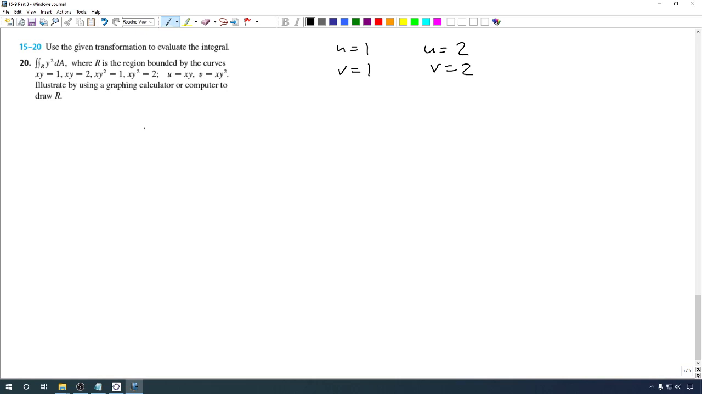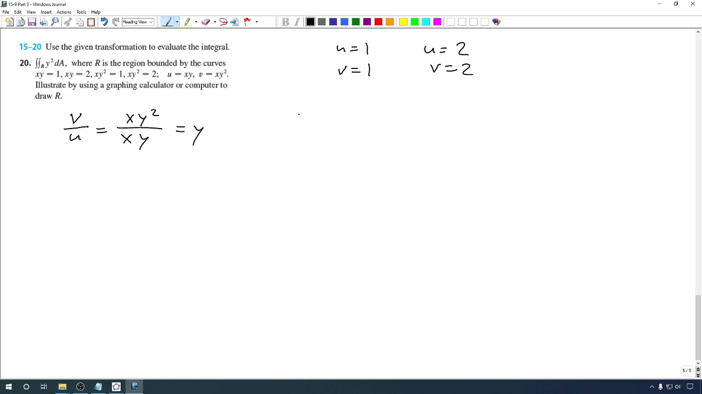So how are we going to do that? Well, we're going to have to play around with those two equations and see if we can cancel out everything except for y or everything except for x. If we take v and divide by u, what happens? We have xy squared divided by xy. That will cancel out an x, and it will cancel out one of the y's. So that will turn into a y. So y is actually v over u.